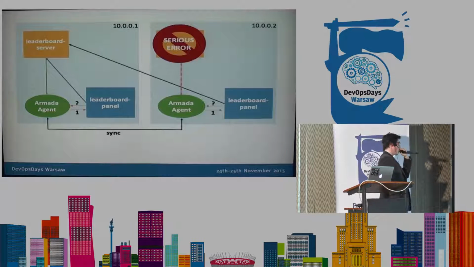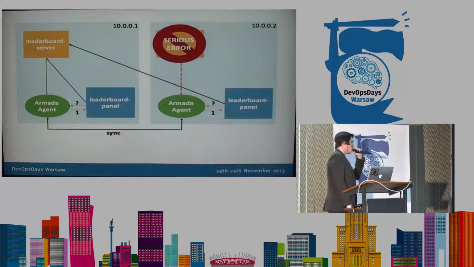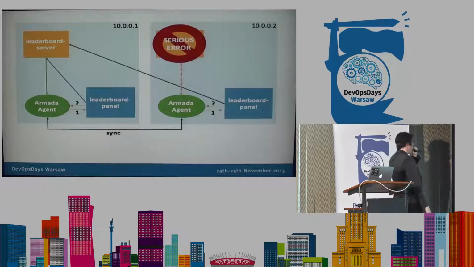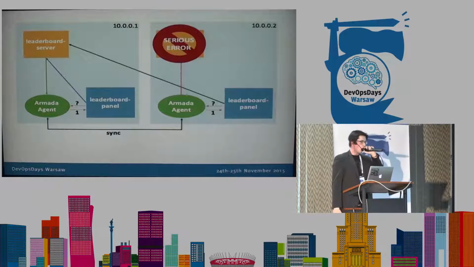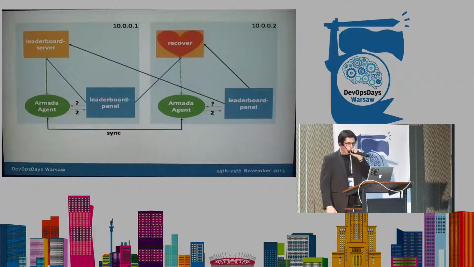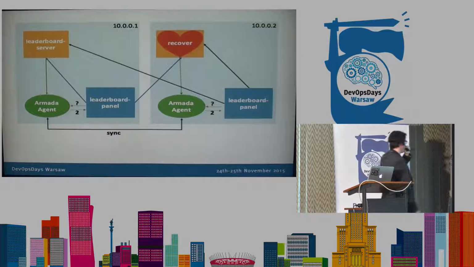And the next time the leaderboard panel asks, the service discovery script actually asks the Armada agent for a leaderboard server, it only gets one, because the second one, even though it's running, is probably in a critical state, so there's something just wrong with it, and we don't want to load balance with a not okay service. And eventually, when we recover from anything that could have happened, the health check is back on.